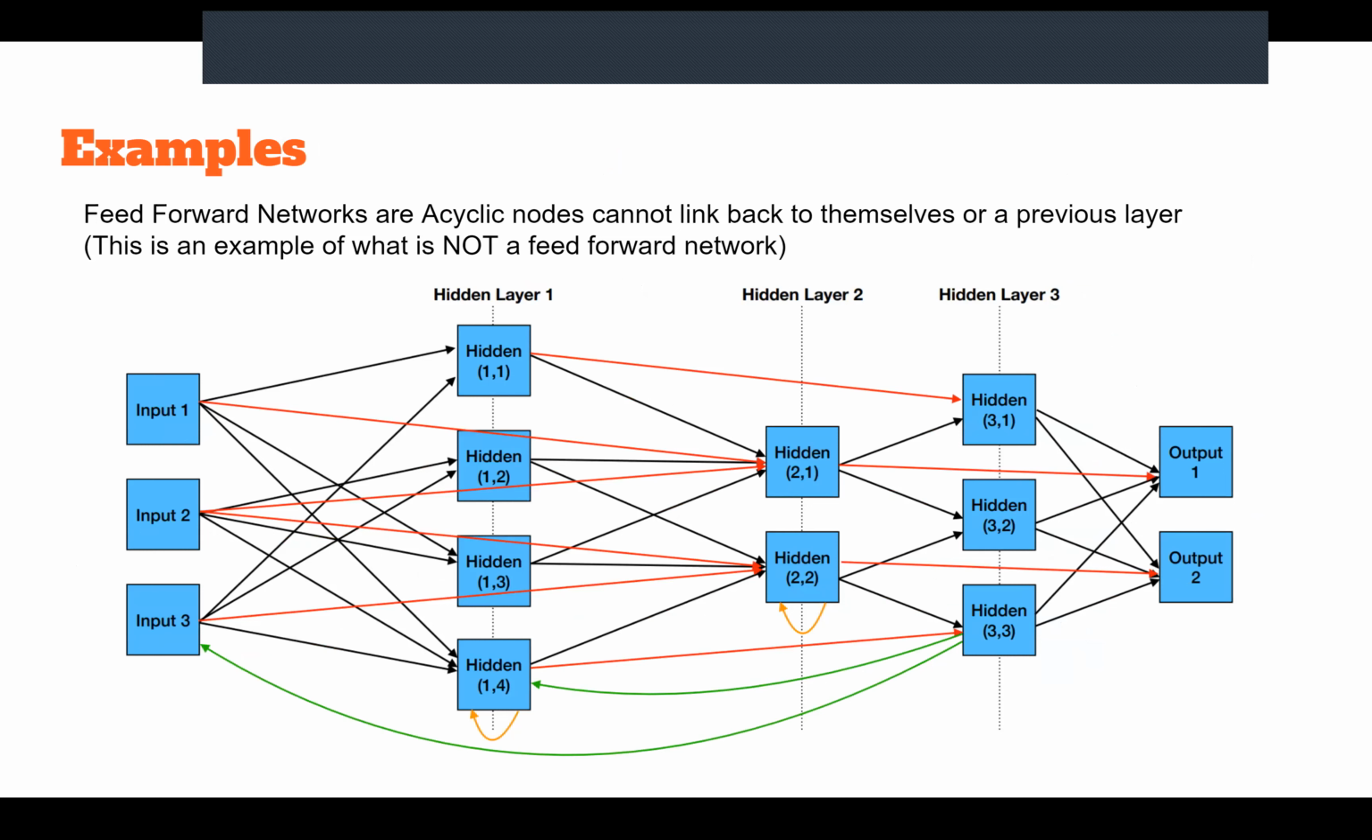So for example, in this case, the orange connections and the green connections make this not a feed-forward network because this is an RNN. It's a recurrent neural network, which we'll be talking about next week. We'll be getting more into it next week, but this is a recurrent neural network. The point is, because of the green and orange connections, this is not feed-forward because this is essentially a cyclic network. And feed-forward networks are acyclic always.